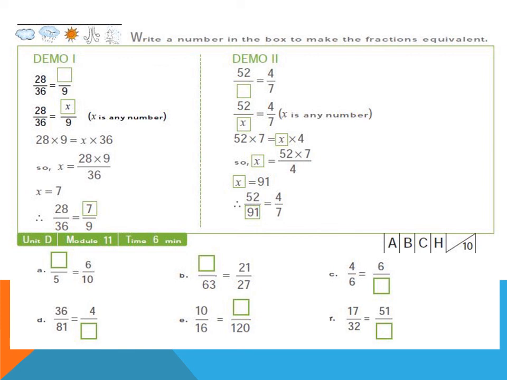By cross multiplication, since these are equivalent fractions, we have to make these equivalent fractions. So 52 into 7 is equal to 4x. By cross multiplication, 52 into 7 by 4 equal to x. After simplification, we find that x is equal to 91. So 91 is the number that goes into the box. In the same way, do all the problems in module number 11. I'll show you the answers at the end of the video.